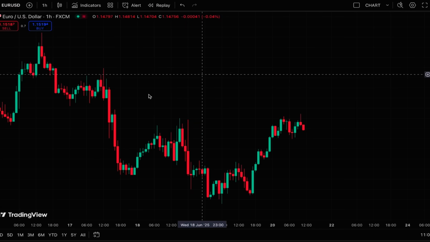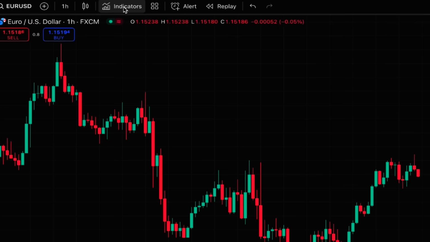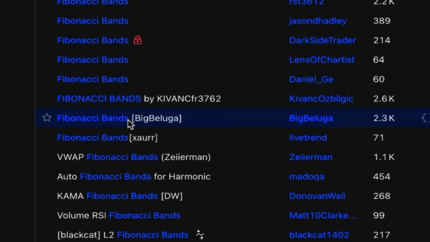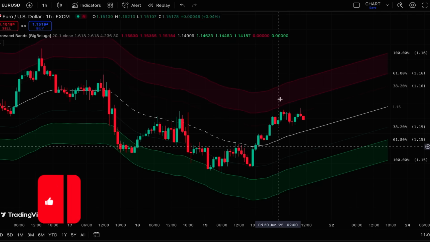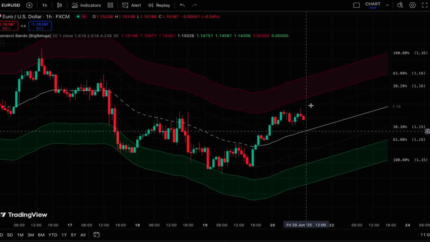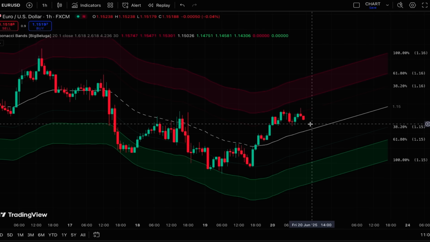Alright, to add the indicator to our chart, here we click on indicators and we search Fibonacci bands. We add this one, which is written by Big Beluga. Alright, this is the indicator, and as you can see, it's overlaid on the price chart. You can see that we have some bands on the chart similar to Bollinger Bands on different standard deviations, but this is different from the traditional Bollinger Bands, and this is actually a newer version of Bollinger Bands that uses Fibonacci ratios for the bands.